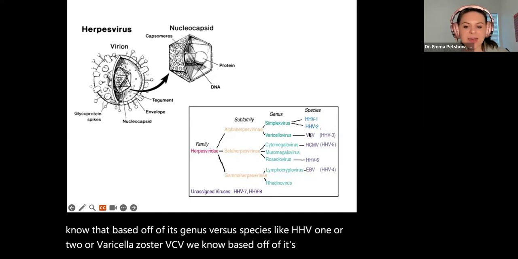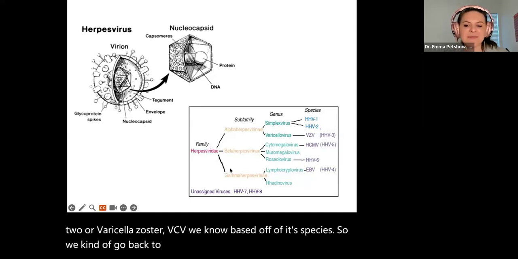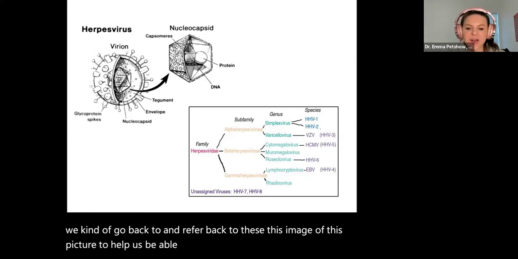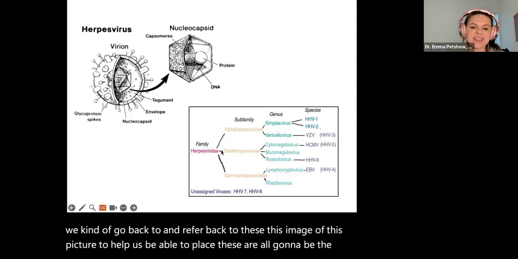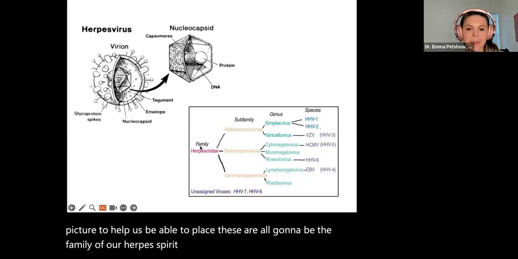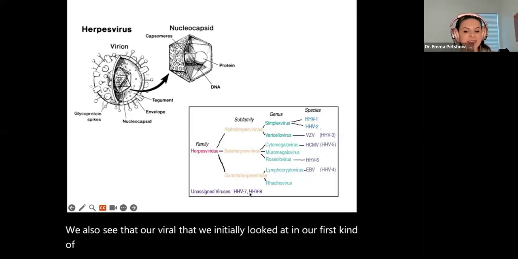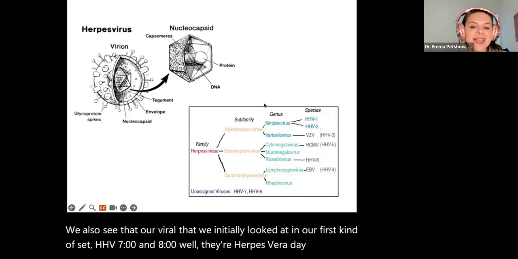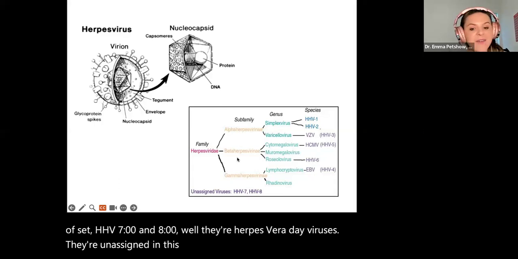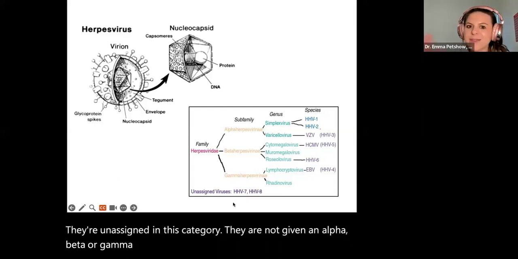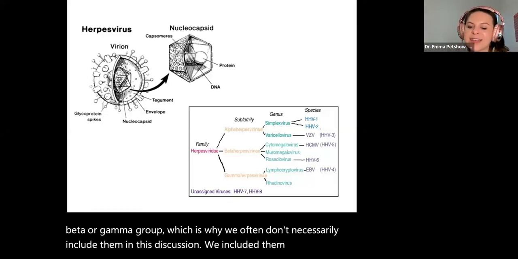So we'll refer back to this image to help us be able to place these. These are all going to be the family of our herpesviridae viruses. We also see that our viral exanthems that we initially looked at in our first set, HHV7 and 8, while they're herpesviridae viruses, they're unassigned in this category. So they are not given an alpha, beta, or gamma group, which is why we often don't necessarily include them in this discussion. We included them before in our viral exanthem combo.